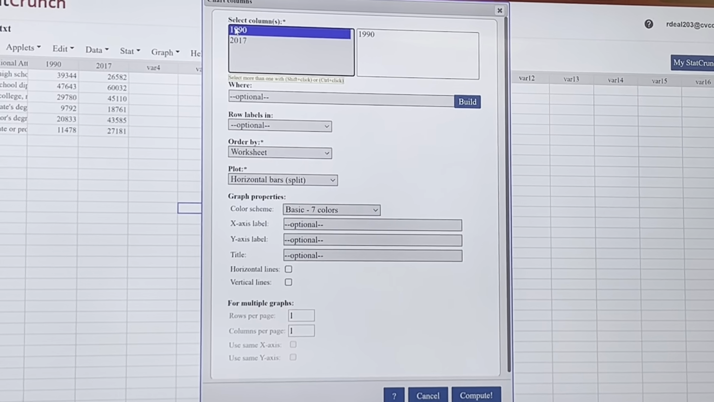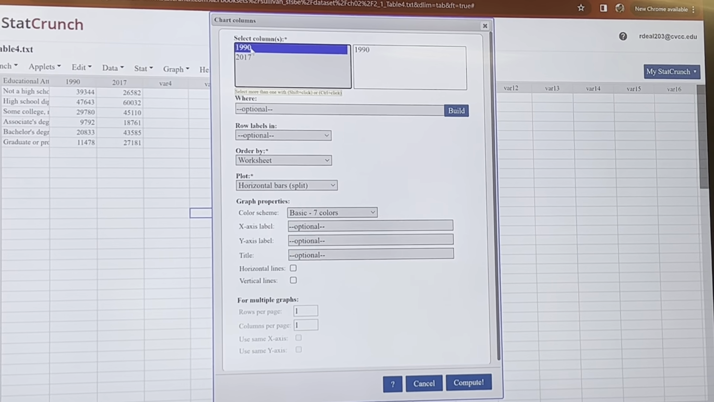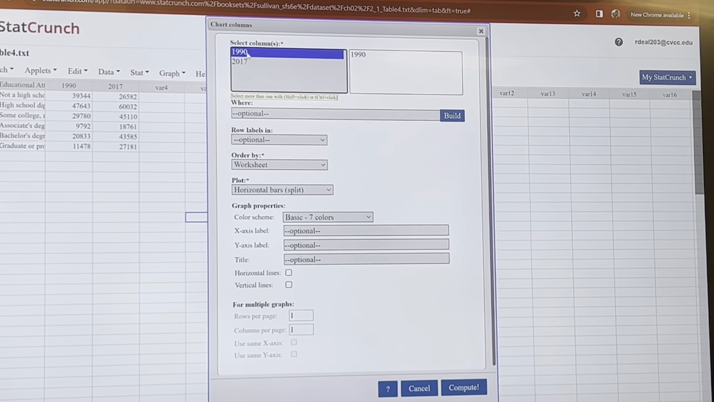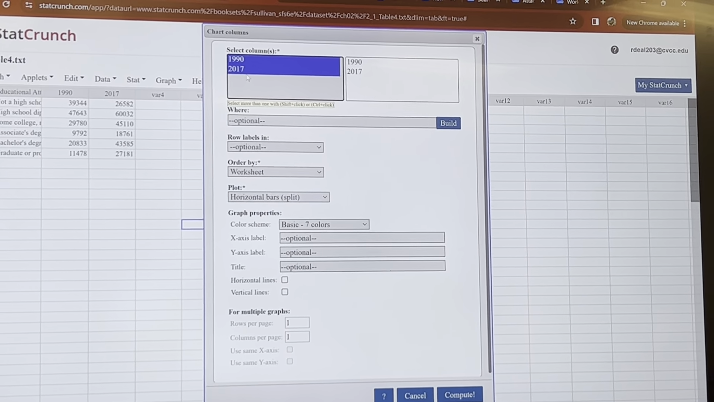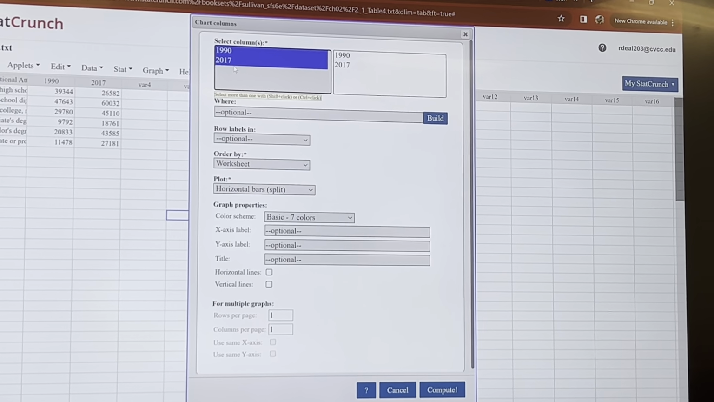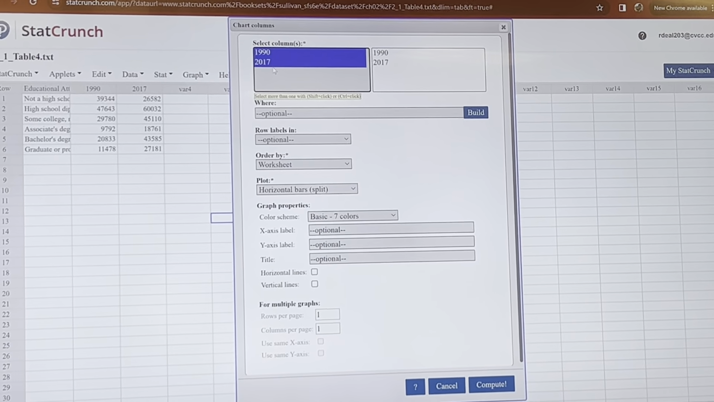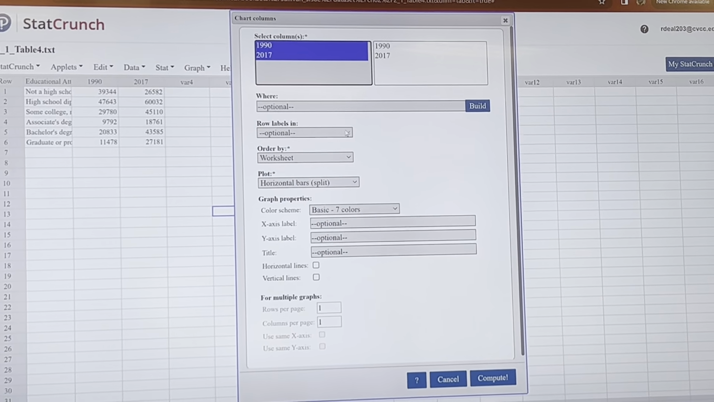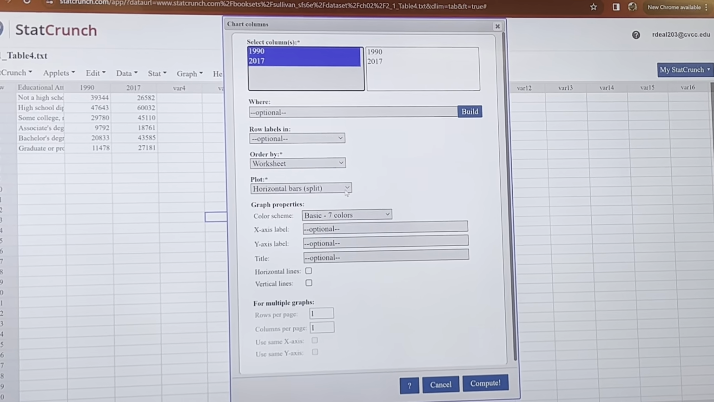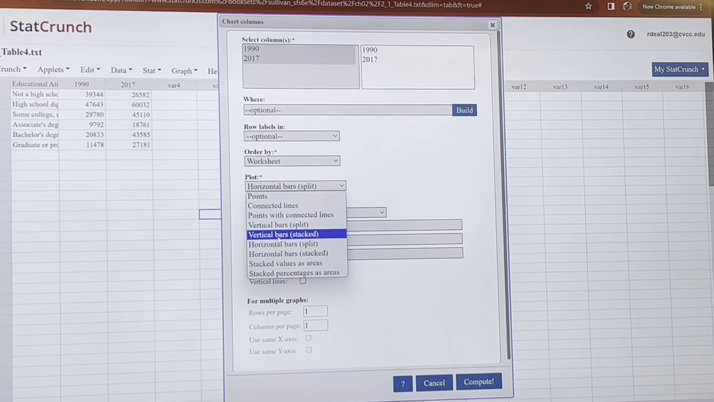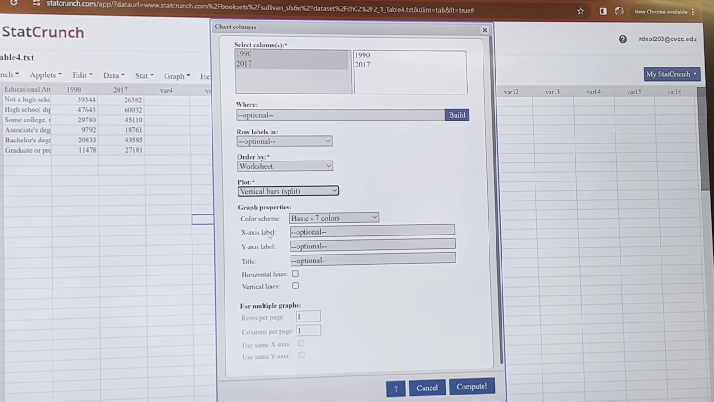Now after that, we're going to select the column variables that contain the frequency or relative frequency. So this 1990, I'm going to put it in there, and then there we go. Good. So you highlight both, 1990 and 2017, comparing those two. Next, you can choose the display, what you want it to be. It can be horizontal split or vertical split. Any of them will be fine. So here we go, I checked vertical bars split.